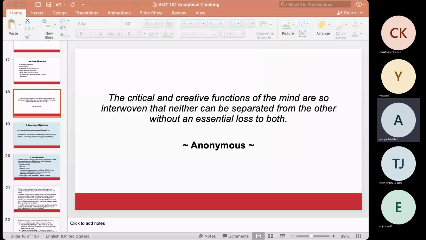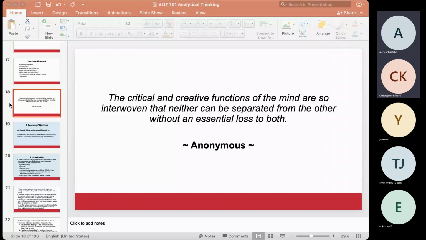So, okay, they said critical and creative functions of the mind. So the critical and then the creative functions, that they are linked together, and then they can't be separated from each other. What does that mean to you? So it's like they work hand in hand.